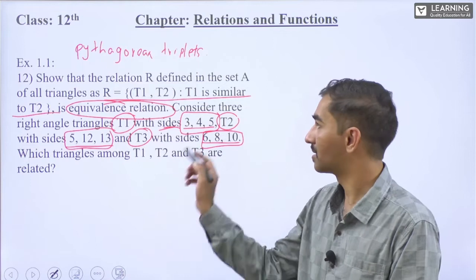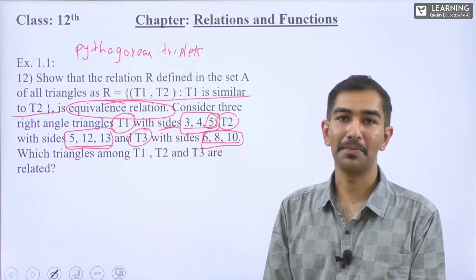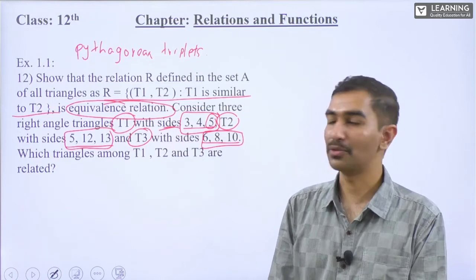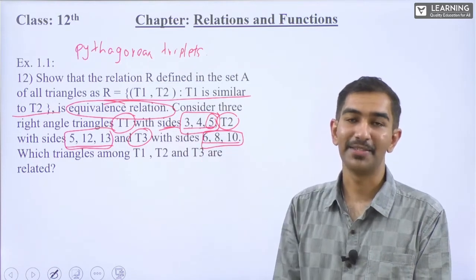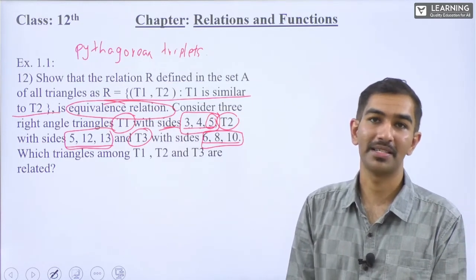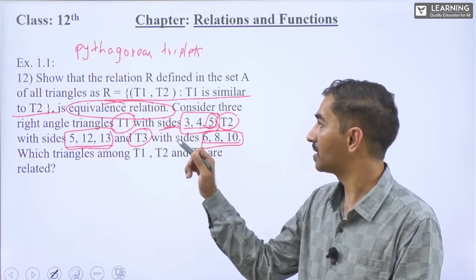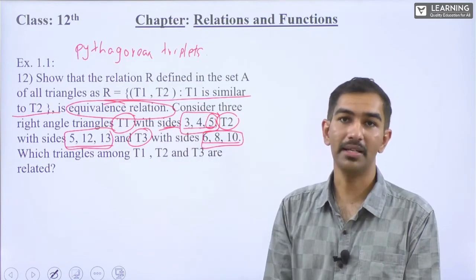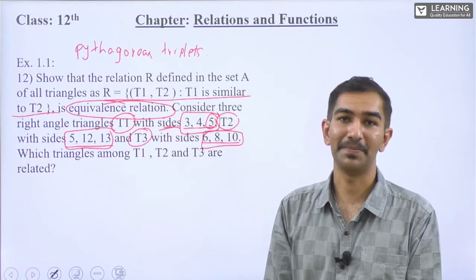For example, see this. Okay, 5 is the hypotenuse. How do we know that? Hypotenuse is the biggest side in a right angle triangle. So which is the biggest side here? 3, 4, or 5? 5 is the biggest side, right? So therefore 5 is the hypotenuse. So 5 square is equal to 25, correct? 4 square is 16, 3 square is 9, 16 plus 9 is 25 as well, which means it is a Pythagorean triplet.